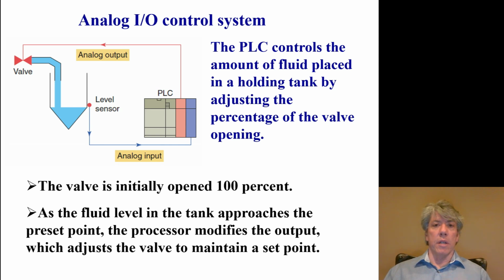And of course this all involves PID control, but there's a continuous variable being measured, which is the level in the tank, and a continuous control element, the valve. Neither one of these things are completely on or off. They can be varied between 0 and 100%.